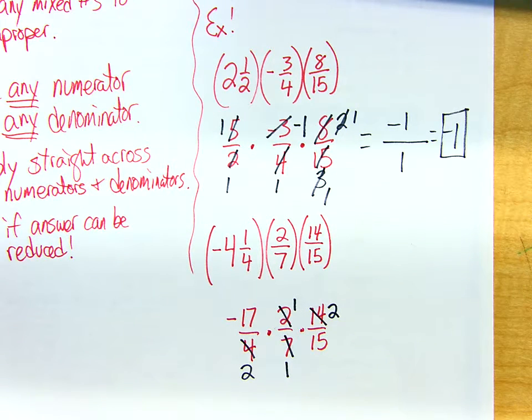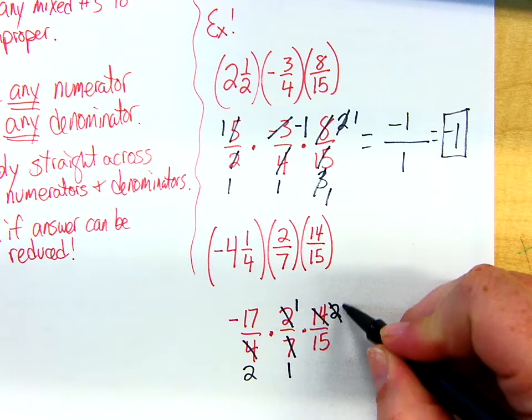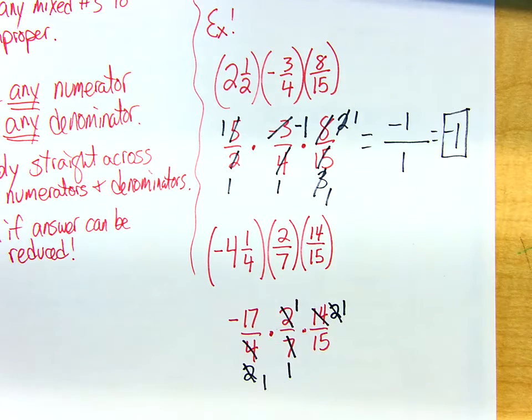Can I just multiply and then simplify? Your numbers are going to get so big so fast. It would be a nightmare. Aiden? I can reduce the 2's. 2 goes into 2 once, 2 goes into 2 once. I don't think there's anything else for me to reduce.